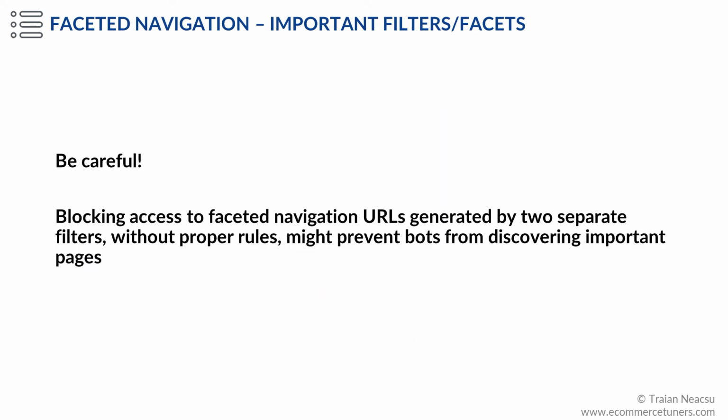Note that blocking access to faceted navigation URLs by default whenever multiple filters are applied will prevent bots from discovering pages created by single value selections on different filters. For example, color equals red and style equals comfort. You will miss traffic for a large number of filter combinations unless you manually create and optimize landing pages for all the important filters and facets, and unless you allow the bots to crawl and index them.